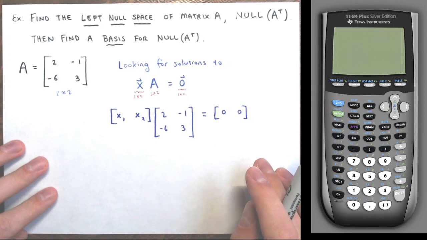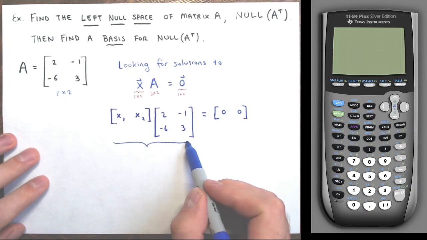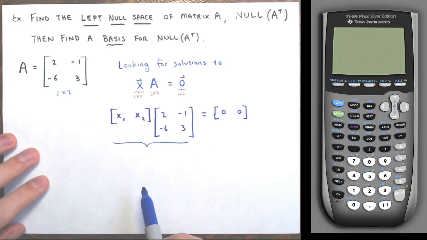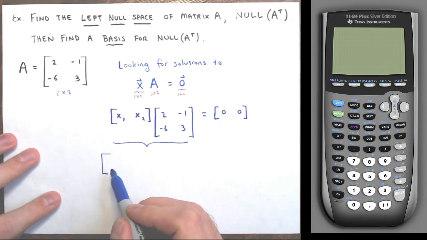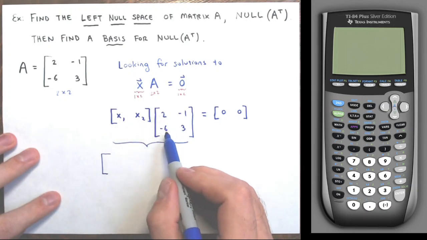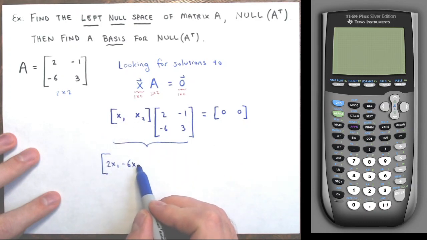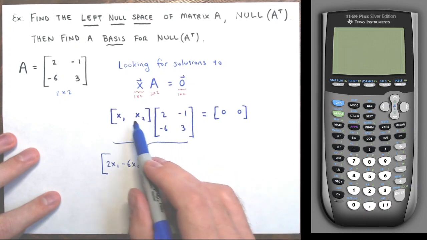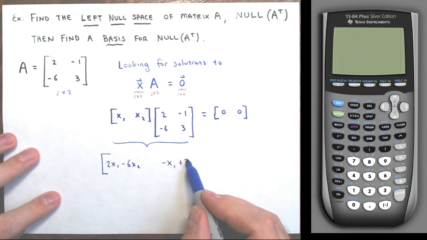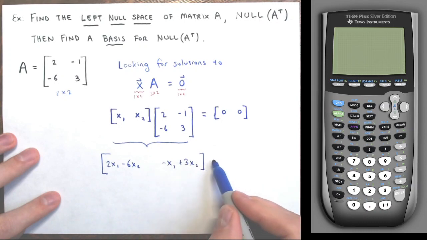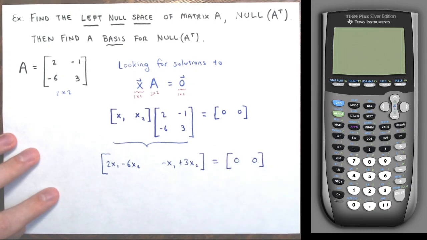All right, so if I multiply these two matrices together with the variables x1 and x2 here, I have a 1 by 2 times a 2 by 2. I'd get a 1 by 2 matrix where the first row, first column would be 2x1 minus 6x2. And then for the first row, second column, I'd have negative x1 plus 3x2, and this needs to be equal to the 1 by 2 zero matrix over here. All right. And you see what ends up here.